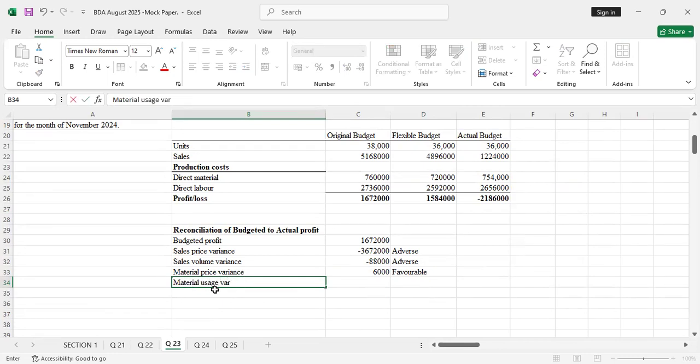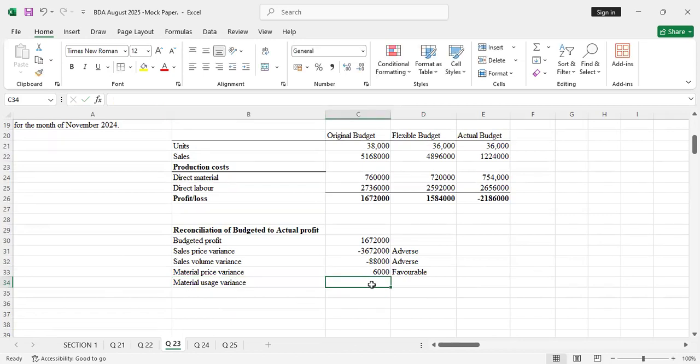Material usage variance. Yeah, so the key thing is the formula again. So what's the formula? The formula for the material usage variance is standard quantity minus actual quantity. Then you multiply all of that by the standard price.